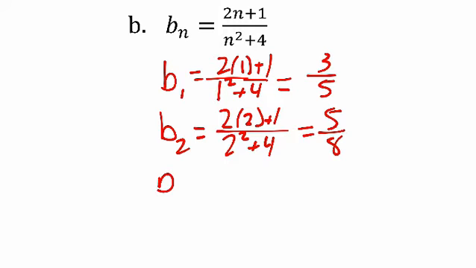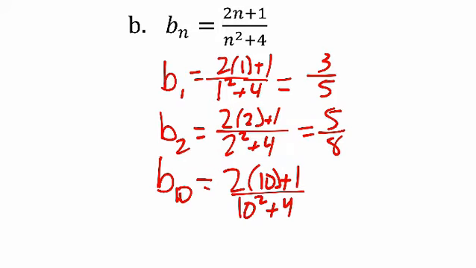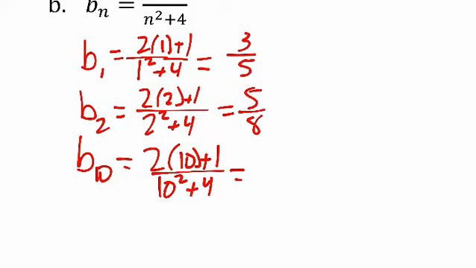I'm just going to jump to b sub 10. We've got 2 times 10 plus 1 over 10 squared plus 4. The numerator, 2 times 10 plus 1, gives us 21. Our denominator is 100 plus 4, that's 104. If we type in 21 divided by 104, we end up with about 0.2.